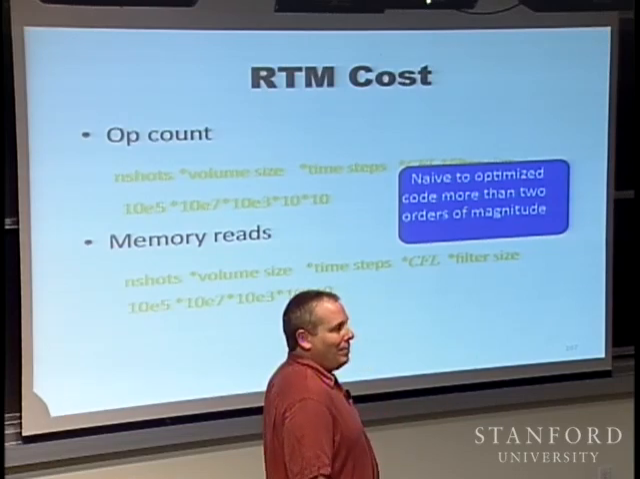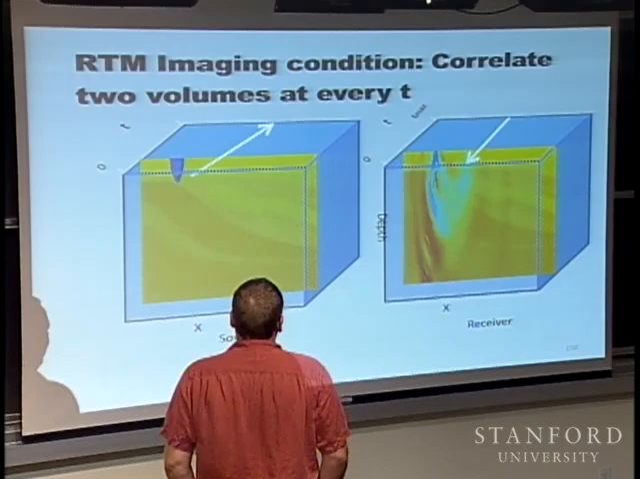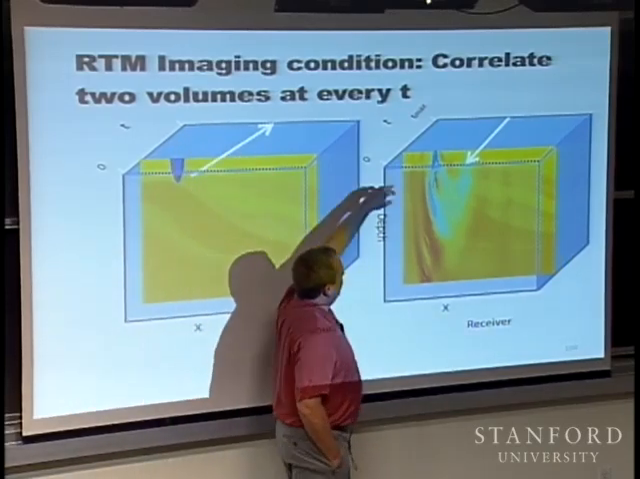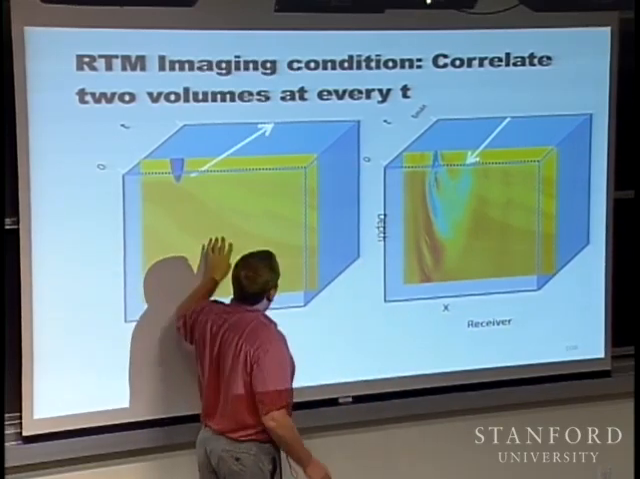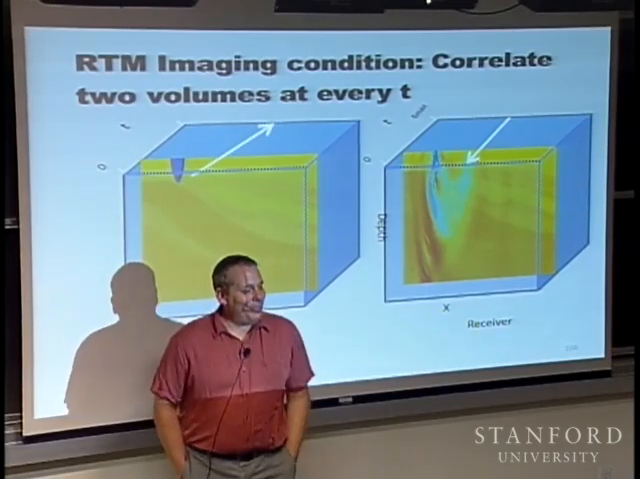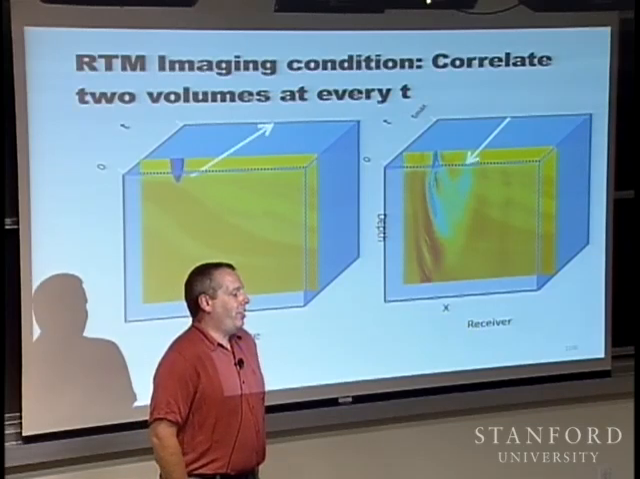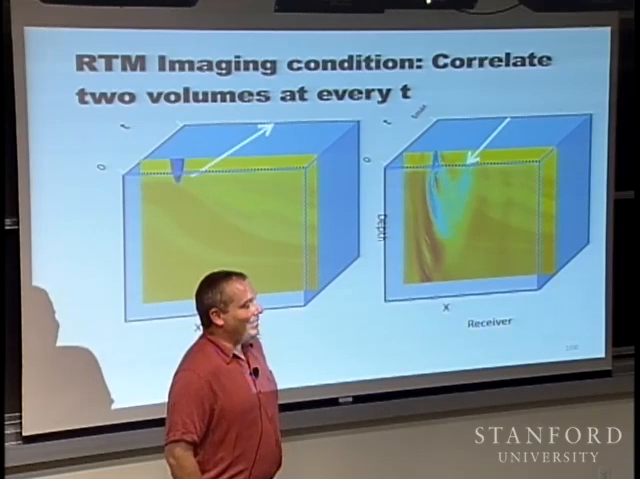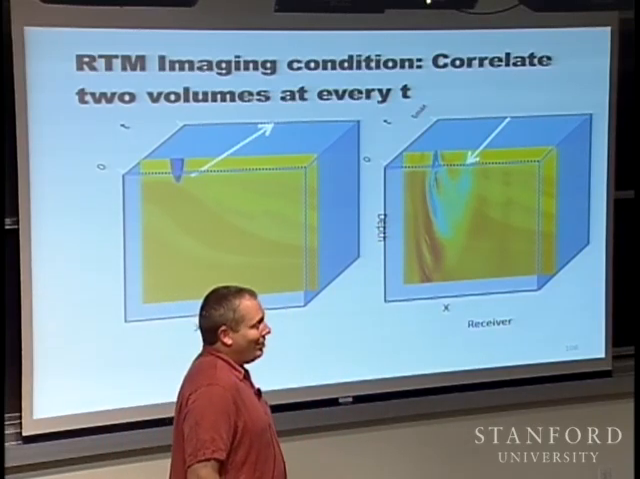Now, there's another problem that I didn't mention, and I don't know if anyone caught it. I said we're going to advance this wave field, and then we're going to advance this other one in the other direction, and we're going to correlate them. That means we've got to store this wave field. Now, how big is that wave field? 1 billion points that you're going to do 1,000 time steps. And so you're storing this to disk. Your speed of disk is slow.